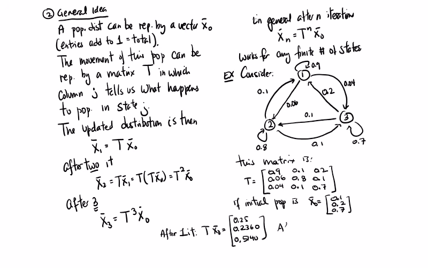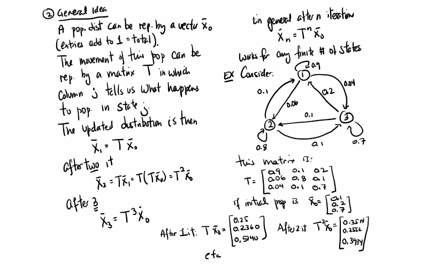Then after two iterations, I would do T squared x0. You get 0.3514, 0.2552, and 0.3934. So, etc. You can keep going forever and see what happens, like after 100 iterations, what happens. So this is the general idea of what we're going to be looking at.